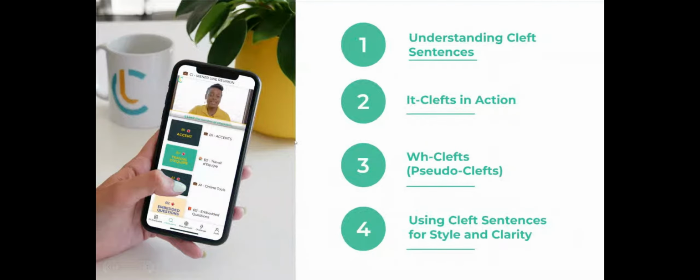Okay, well, let's have a look at our agenda for today. Number 1, understanding cleft sentences. Number 2, it-clefts in action. Number 3, WH-clefts in action or pseudo-clefts. And number 4, using cleft sentences for style and clarity. Okay, guys, well, let's have a look at number 1.